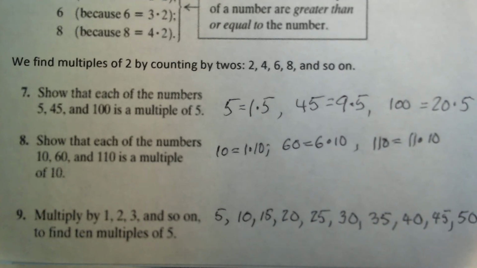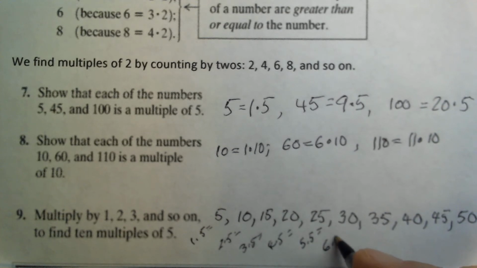Here are the 10 multiples. Again, to review, this was 1 times 5 equals 5. 2 times 5 equals 10. 3 times 5 equals 15. 4 times 5 equals 20. And then 5 times 5 equals 25. 6 times 5 equals 30. 7 times 5 equals 35. 8 times 5 equals 40. 9 times 5 equals 45. And 10 times 5 equals 50.